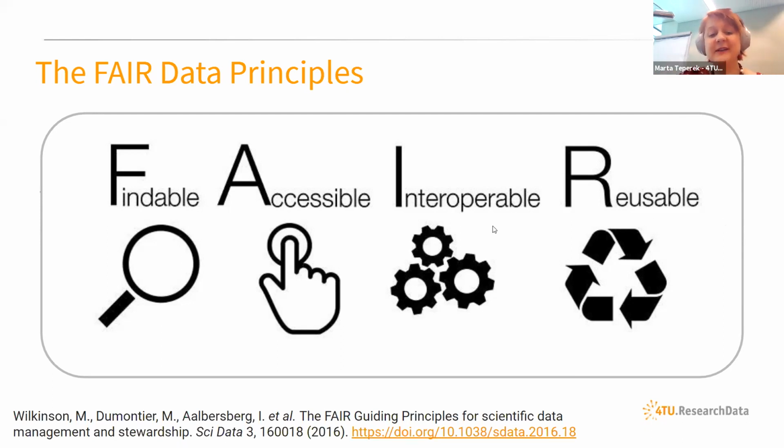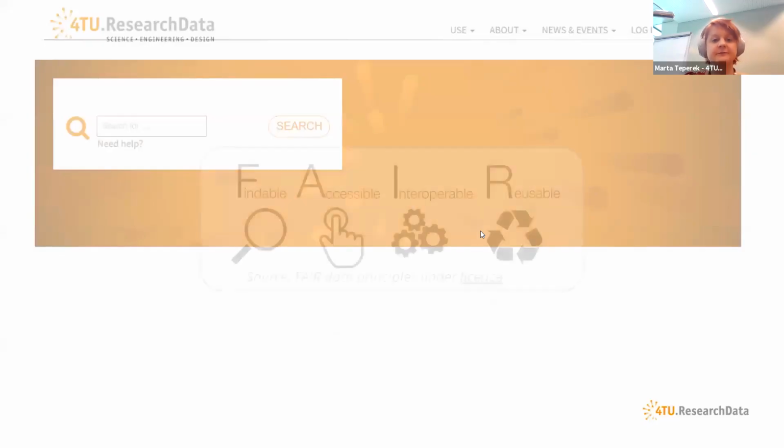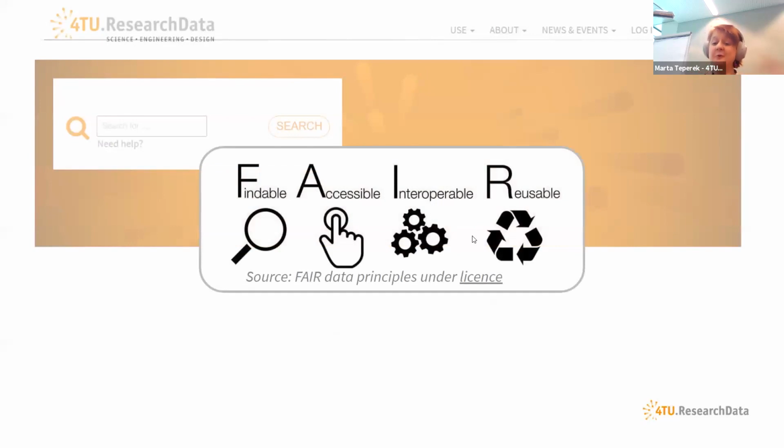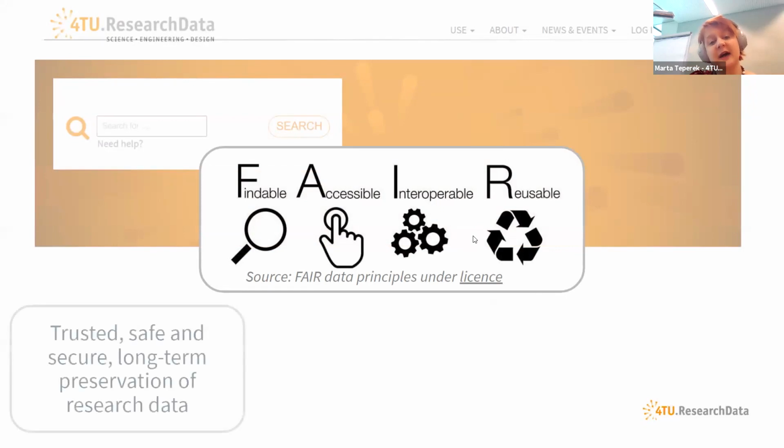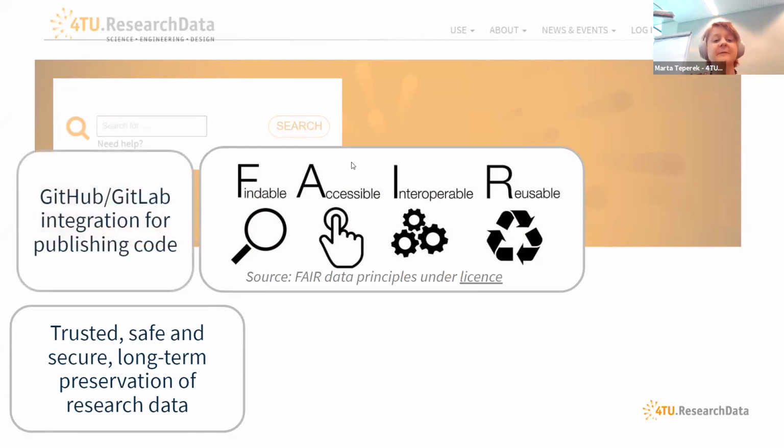And I will now tell you a little bit more how 4TU research data supports these FAIR data principles. So that's how we put FAIR into practice in our data repository. So how we try to help is, first of all, as I mentioned before, we provide a trusted, safe, and secure long-term preservation for research data. So the data are findable, they are accessible, they are interoperable and reusable for a longer time. They don't expire, like, for example, when your hard drive doesn't work anymore.